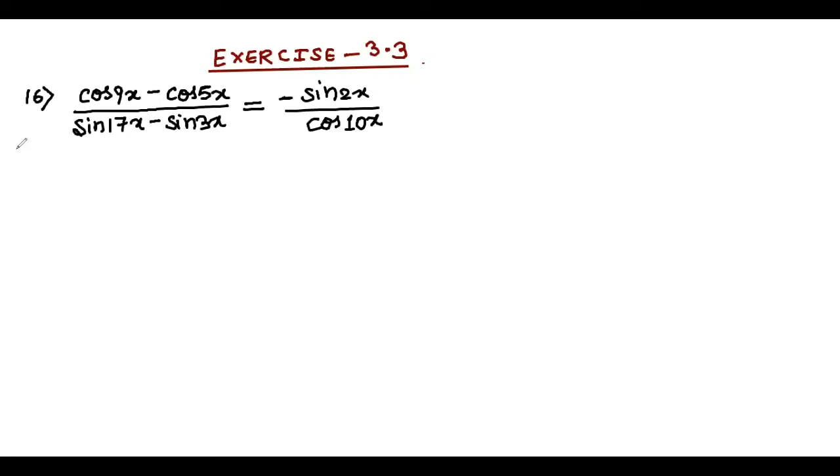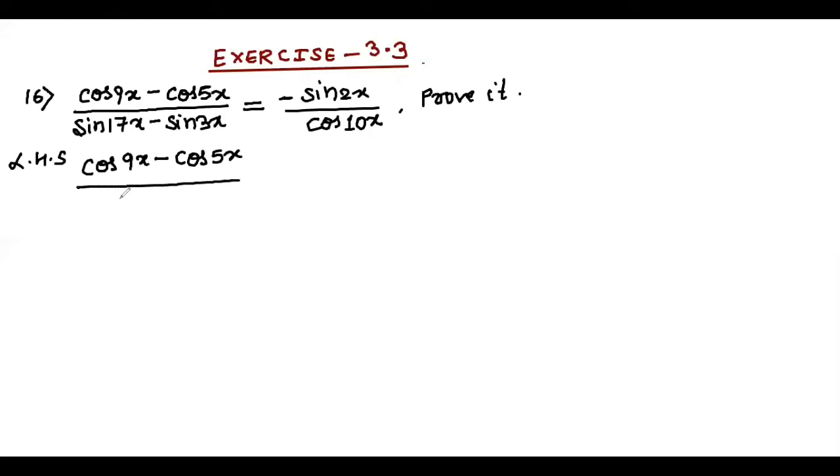So we'll start with the left hand side part. Left hand side is (cos 9x minus cos 5x) by (sin 17x minus sin 3x). Here in the numerator, I'm going to apply the cos x minus cos y formula or identity that we have discussed earlier, and in the denominator, I'm applying the sin x minus sin y formula.